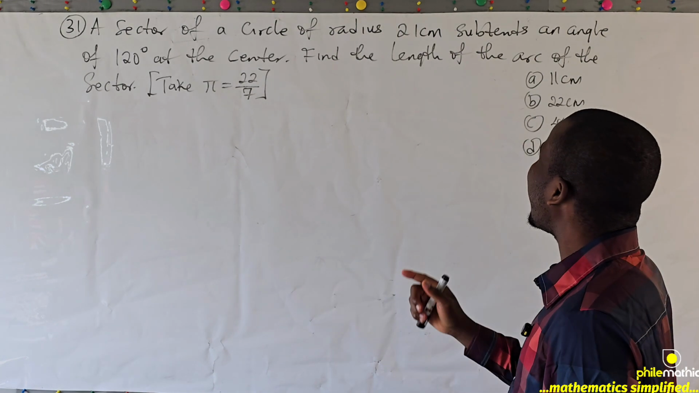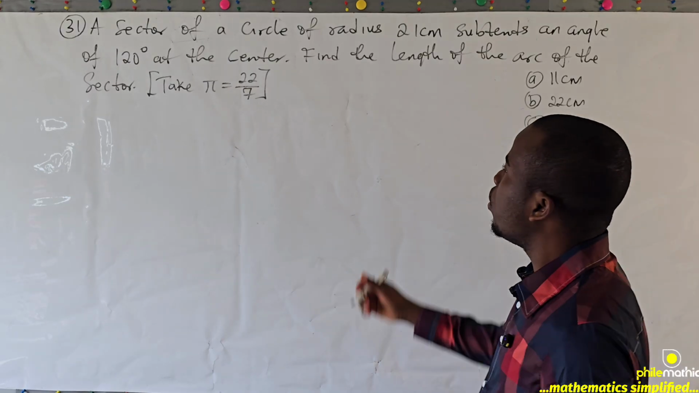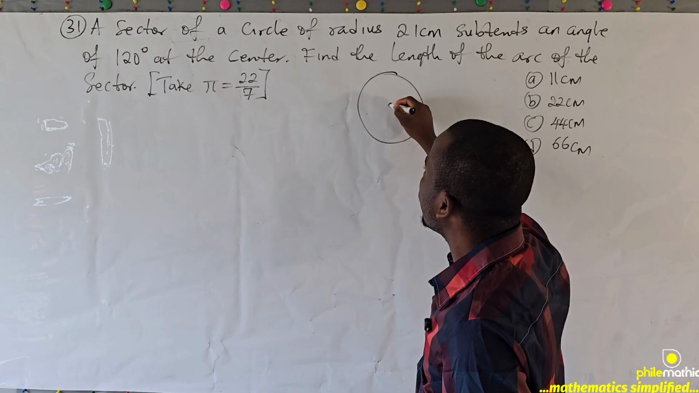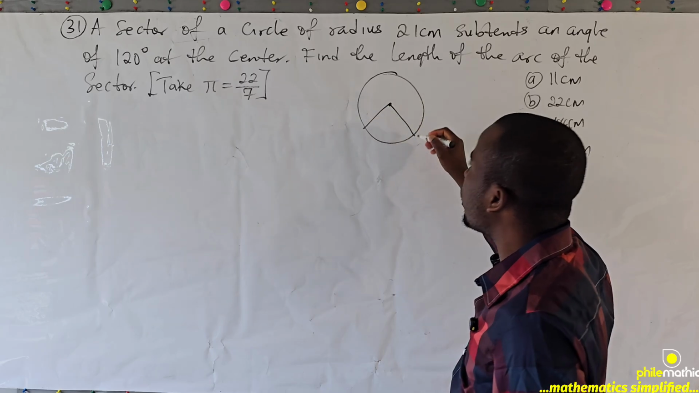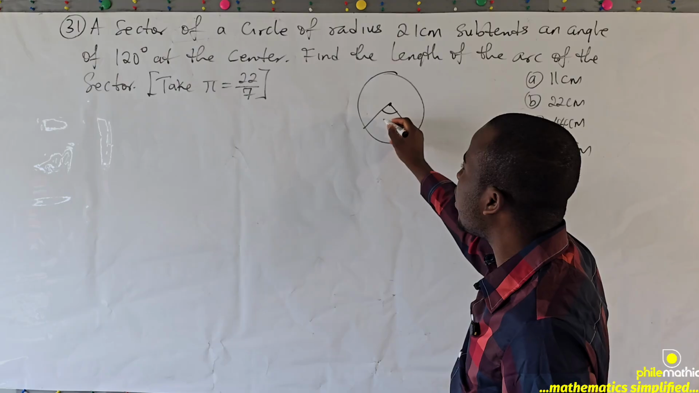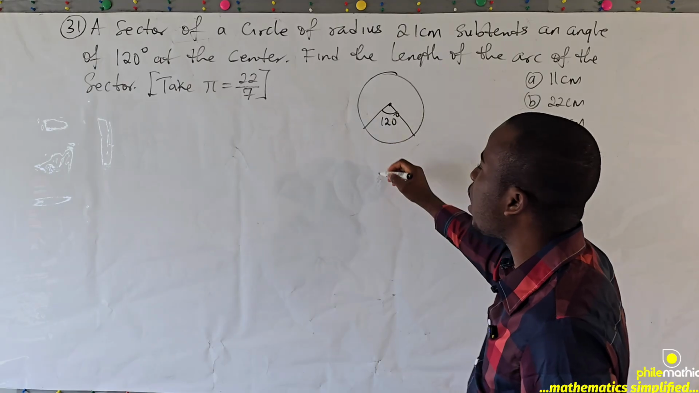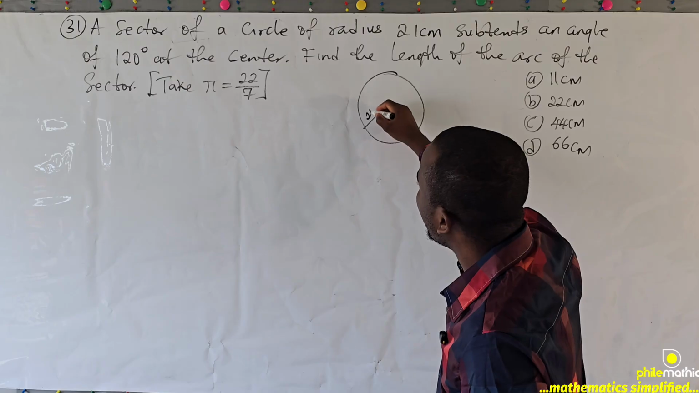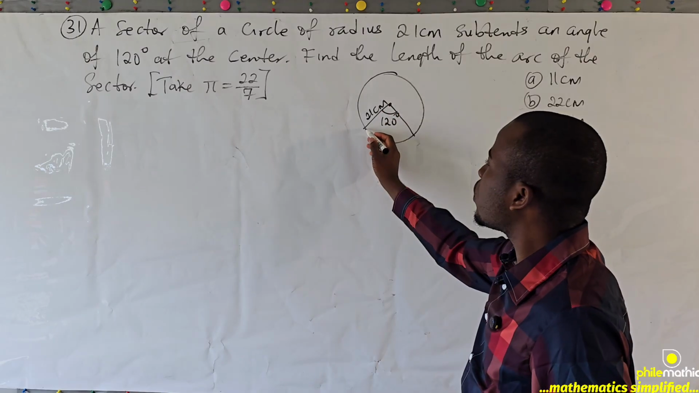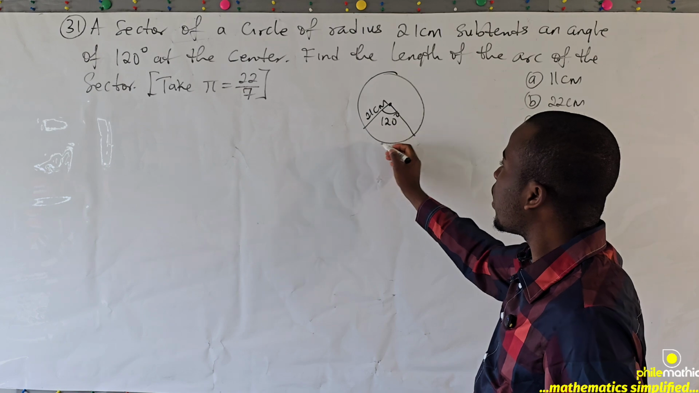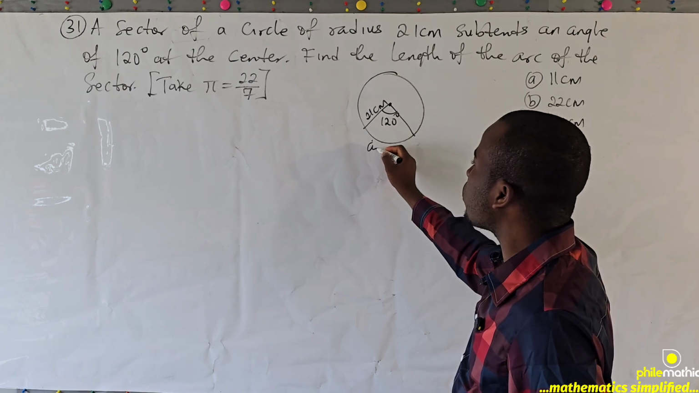A sector of a circle of radius 21 cm subtends an angle of 120 degrees at the center. Find the length of the arc of the sector. Remember, a sector is just part of the circle. So this is the sector. We are told that it subtends 120 degrees at the center, and the radius is 21 cm. We are asked to look for this arc.